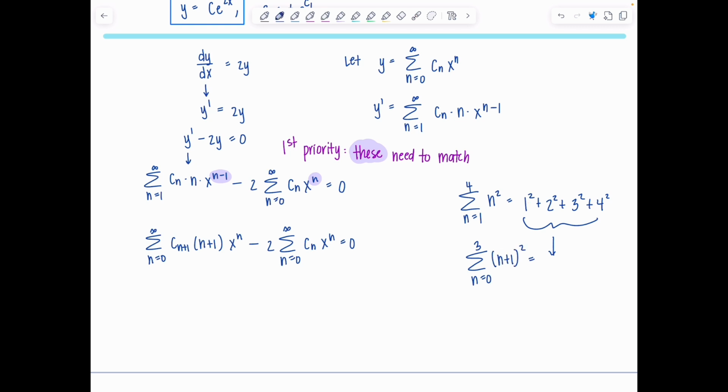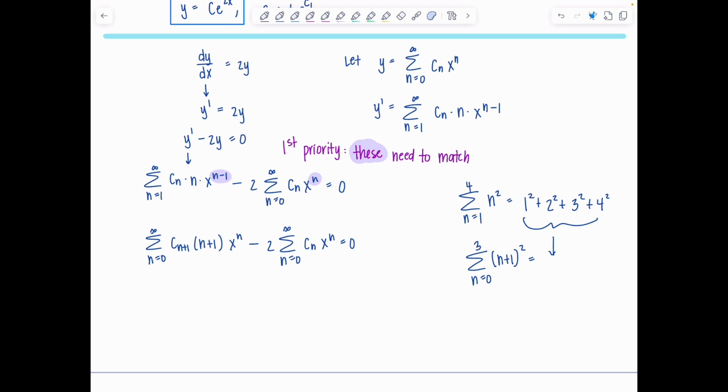Right? That way the first term still comes out to be 1 squared. Then if n is 1, then you have 2 squared, etc. So they move in opposite directions. If this index of summation goes down by 1, then in the expression here for what you're summing over, it has to go up by 1. Okay, got it? All right, good.